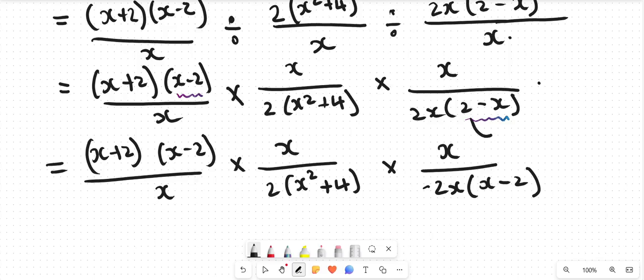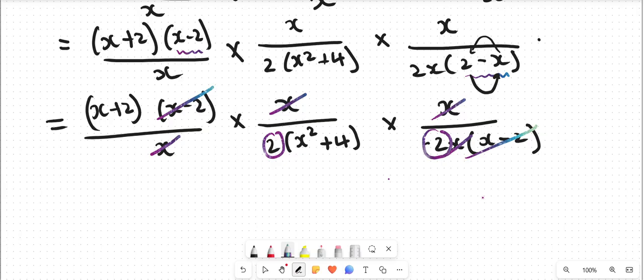So I'm literally swapping the position. I'm not changing the sign there. The sign is still negative in between them. I am just swapping their positions. All right, at this point, this bracket will cancel with this bracket. We have an x canceling with this x. We have this x canceling with this x. This 2 here with this negative 2 are not canceling, but instead they're going to multiply.